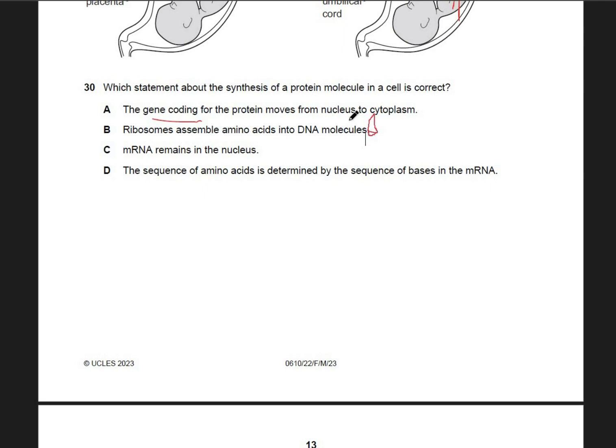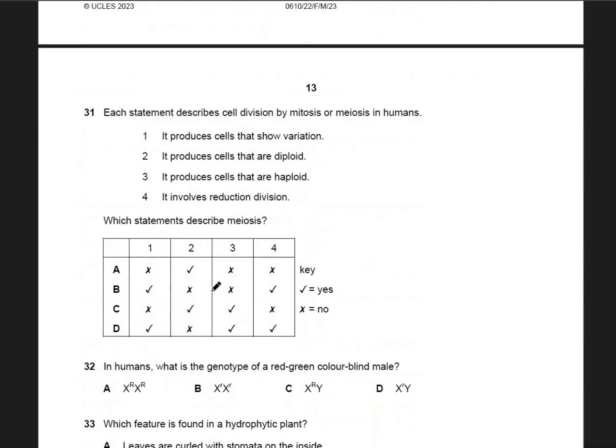This is also wrong. Option C says mRNA remains in the nucleus. This is also wrong because obviously it has to travel outside to the cytoplasm. All right. Option D says the sequence of amino acids is determined by the sequence of bases in the mRNA. This is the correct option because the sequence of amino acids is basically determined by the sequence of bases in the mRNA through complementary base pairing. All right. I hope this was clear.